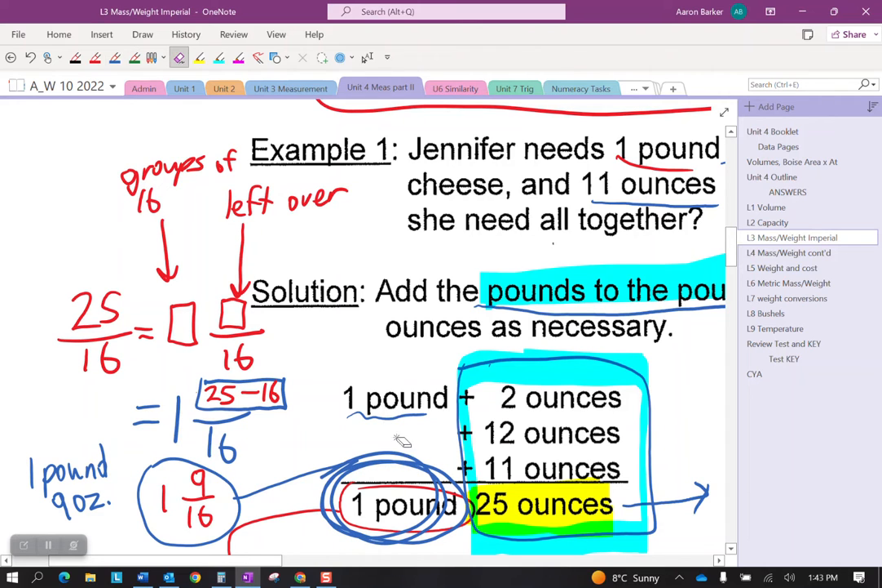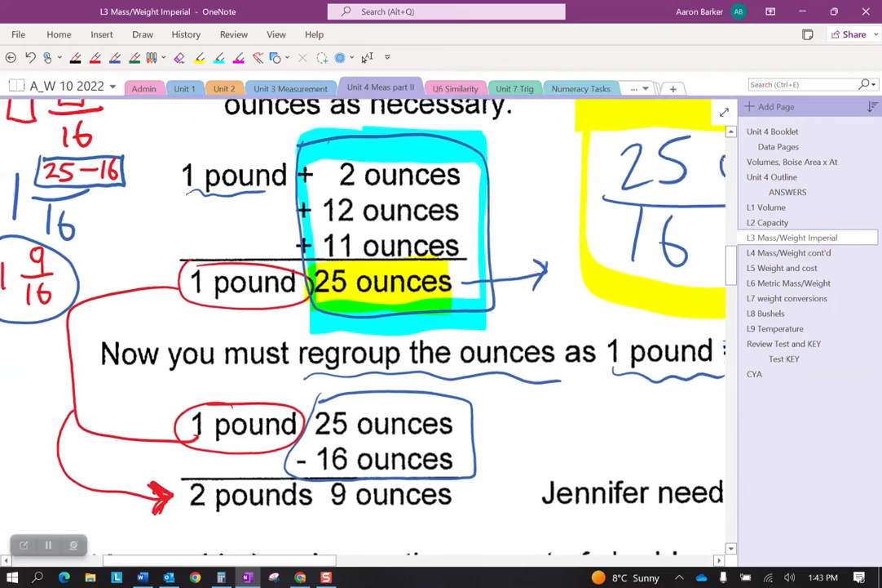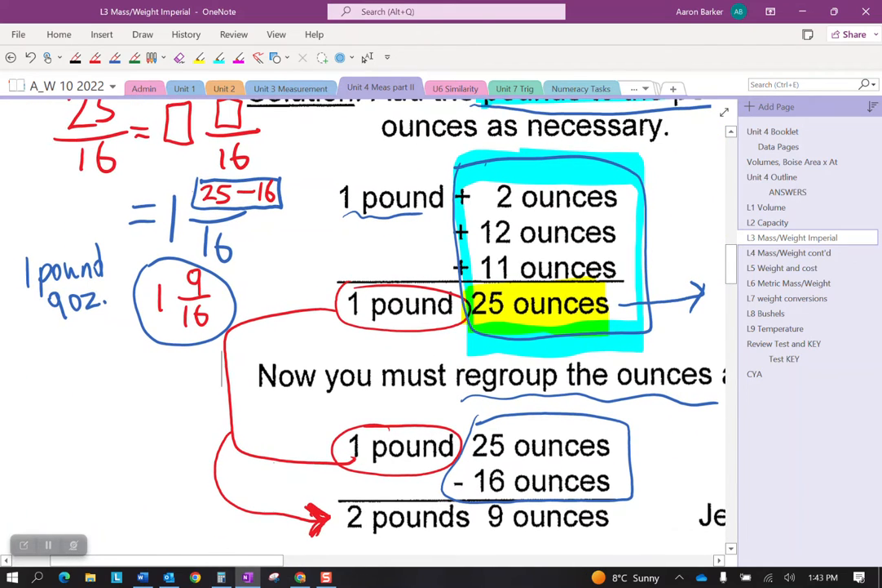So altogether then, what would she have? 2 pounds and 9 ounces. So altogether here, 2 pounds, 9 ounces. We always keep our pounds and ounces separate. We can't add them together. We can regroup like fractions, but we can't add them together.